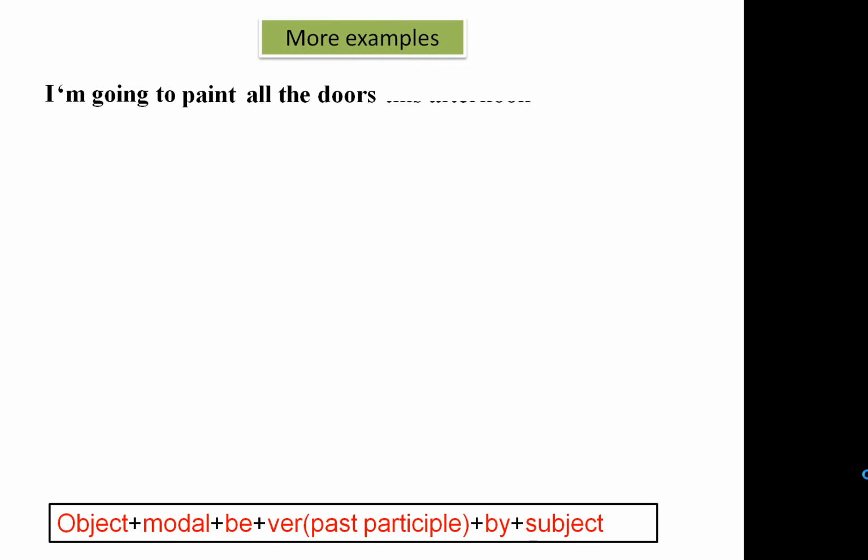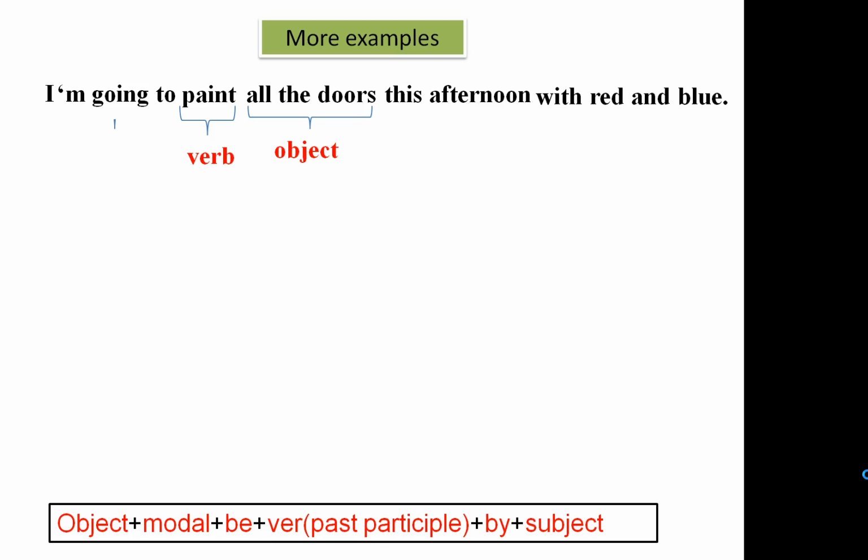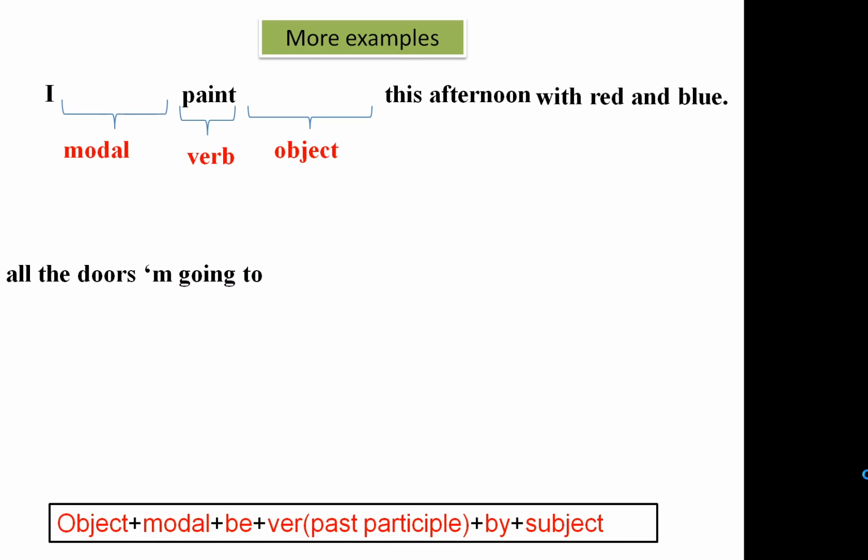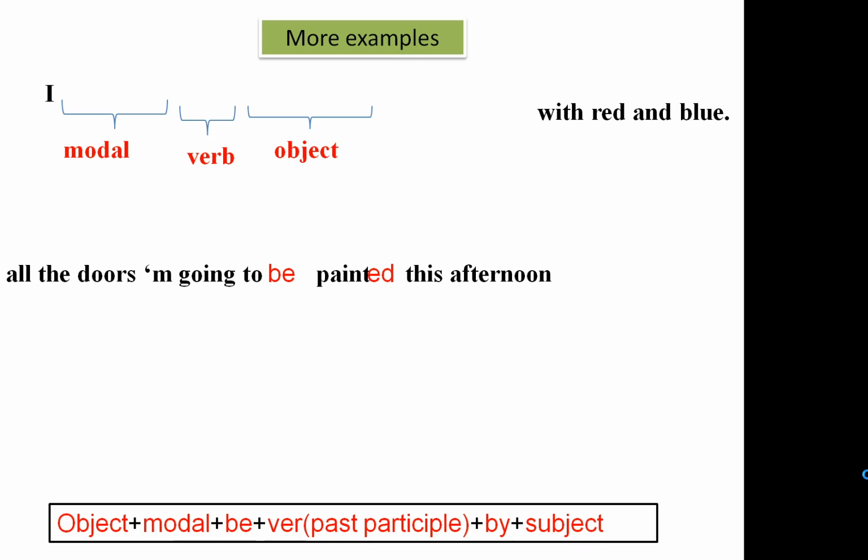I'm going to paint all the doors this afternoon with red and blue. Again, the verb: paint what? Paint all the doors. All the doors is going to be the object of my sentence, and the modal is going to be I'm going to. So I need to take the object to the beginning of the sentence, and then the modal, and then be, and then the verb in the past participle, painted, and by. I is not going to give me any information, so I finish my sentence: this afternoon with red and blue.